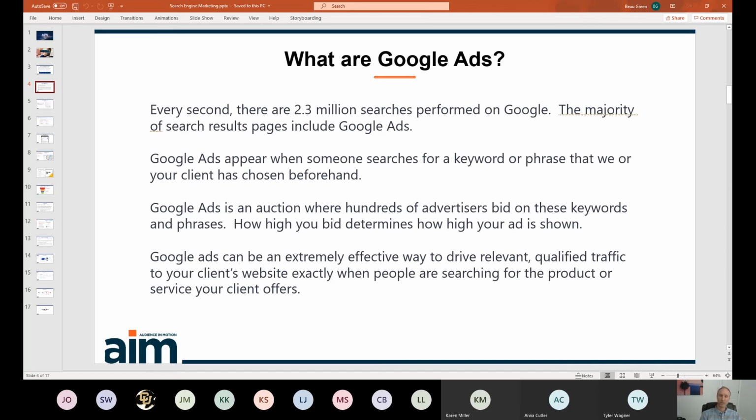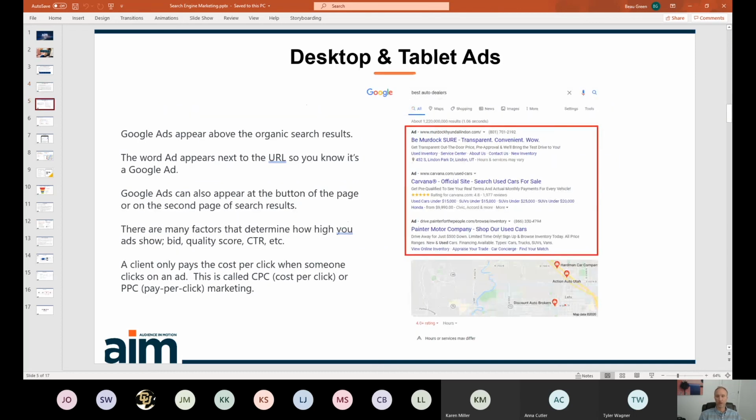Google Ads can be an extremely effective way to drive relevant, qualified traffic to your client's website exactly when people are searching for the product or service that your client offers. Any questions so far about what search engine marketing is or what Google Ads are? Okay, great.